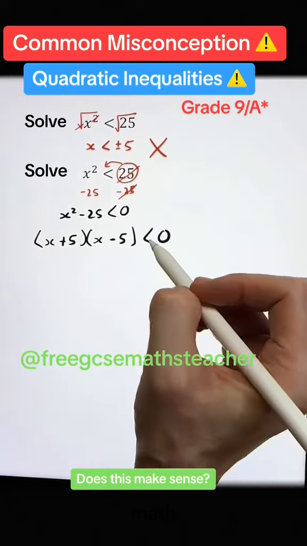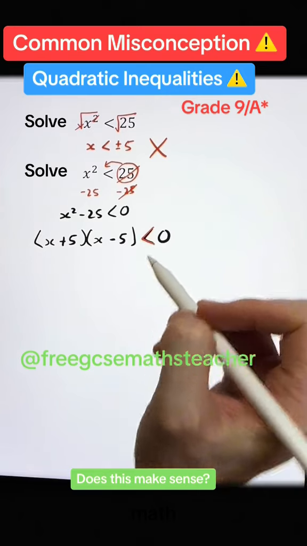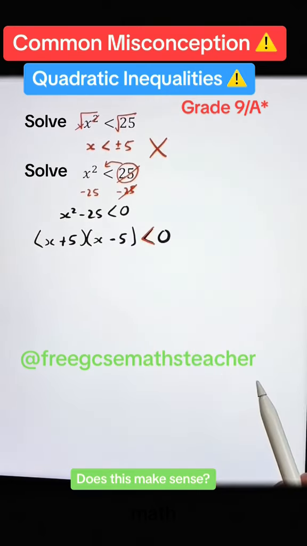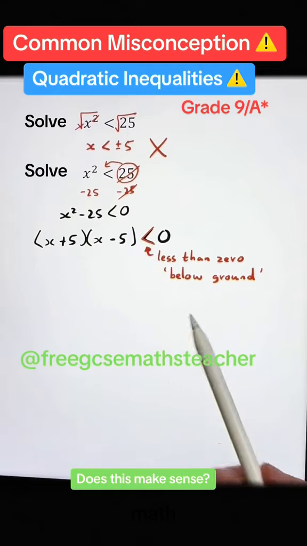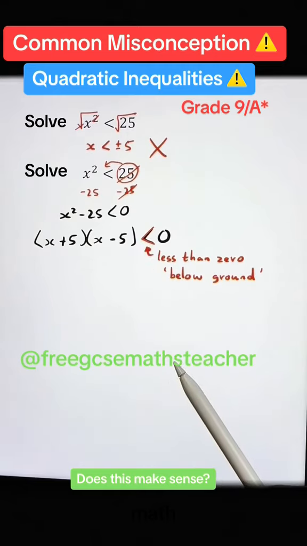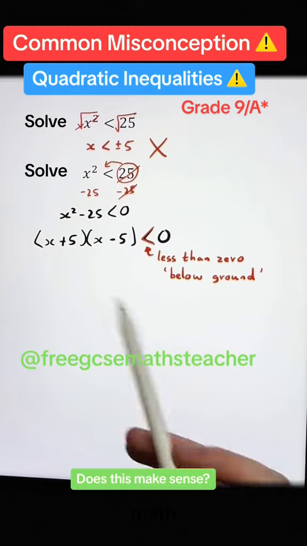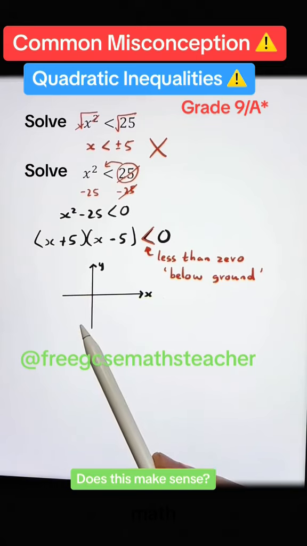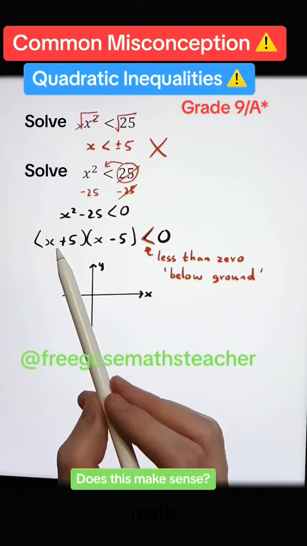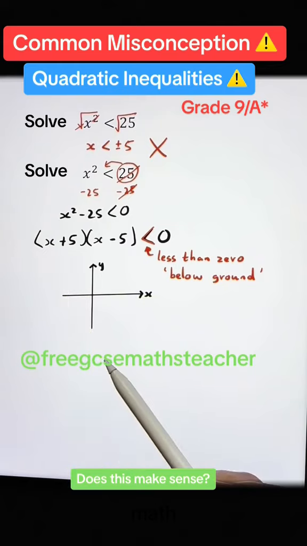As I want my quadratic to be less than 0, well, less than 0 is where the quadratic is below ground, i.e. underneath the x-axis. To determine where my quadratic is less than 0, i.e. below ground, i.e. underneath the x-axis, my first step is to draw a quick sketch of my quadratic graph. To determine the roots, i.e. where my quadratic graph cuts the x-axis, my first step is to place each single bracket equal to 0.